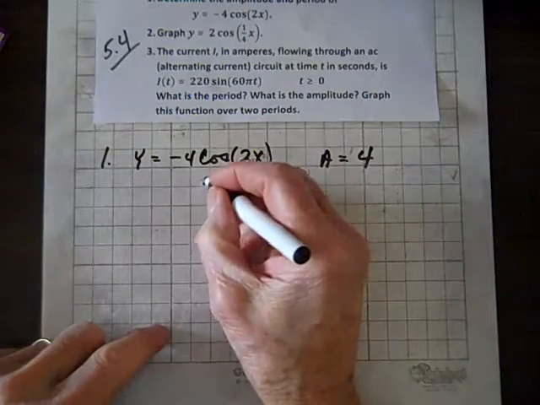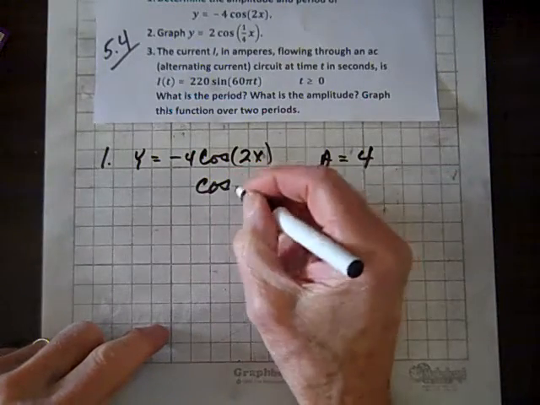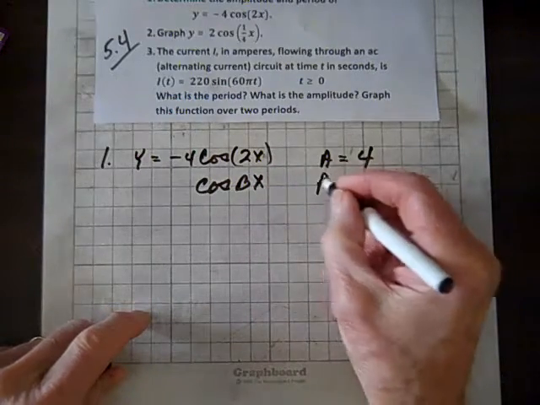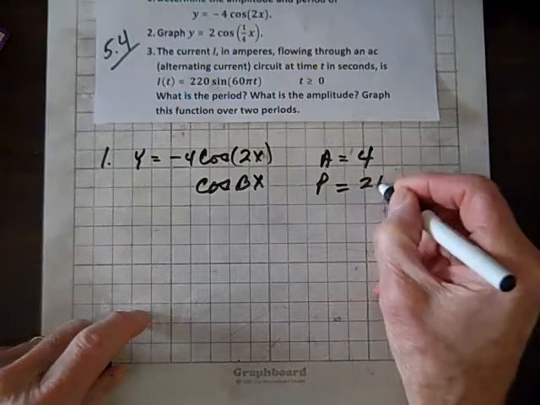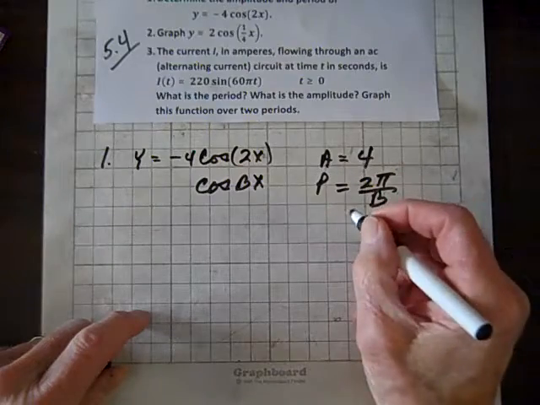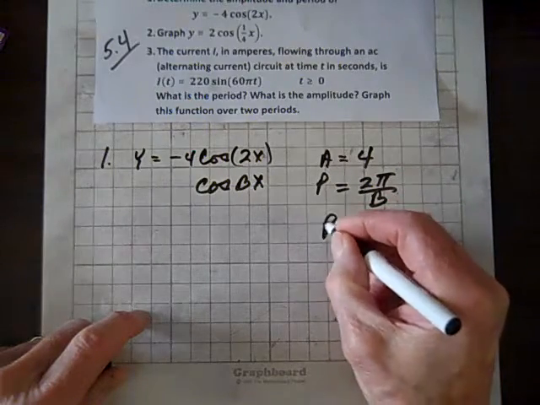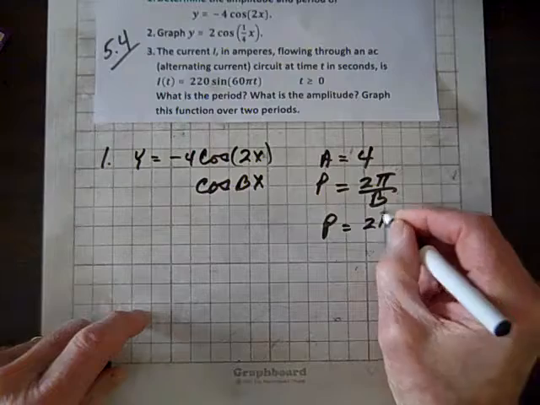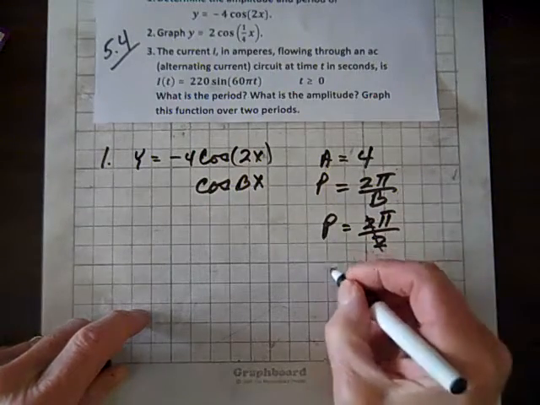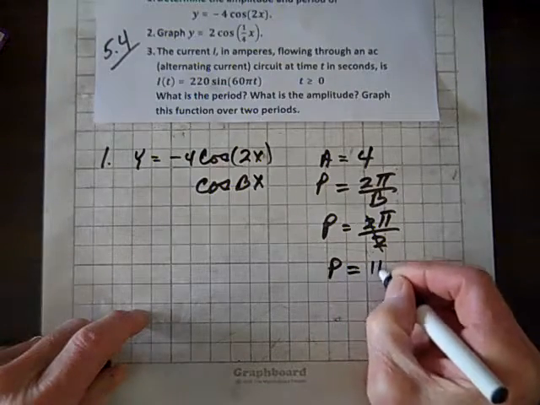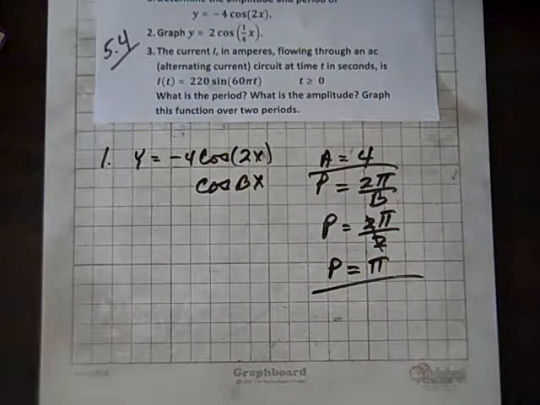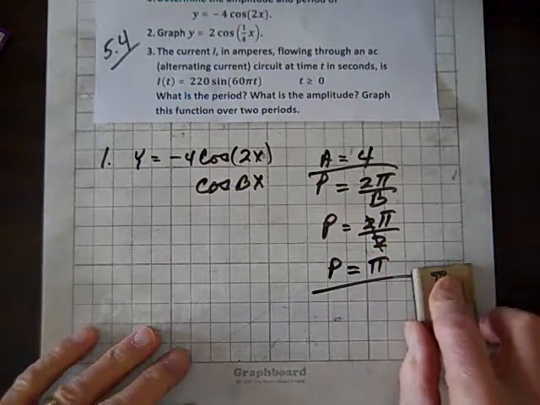Now, to find the period, given the cosine function or the sine function of bx, the period equals 2 pi over b, whatever the coefficient is on x. So now we know that the period equals 2 pi over 2, since b is 2, so the period equals pi. So we've got the period and the amplitude, and we're done. Now let's do number 2.